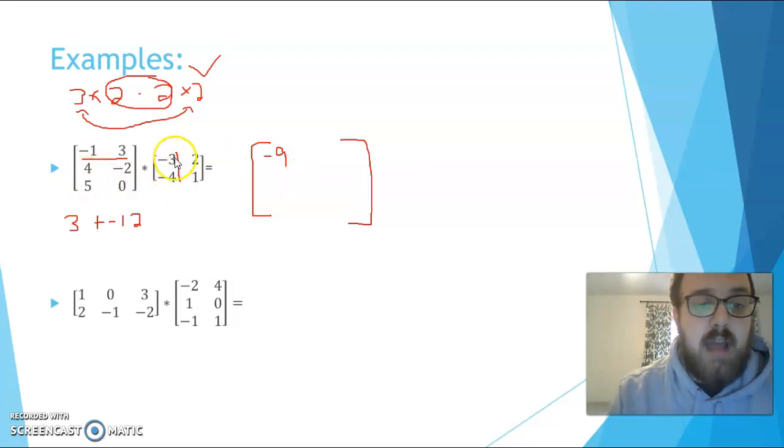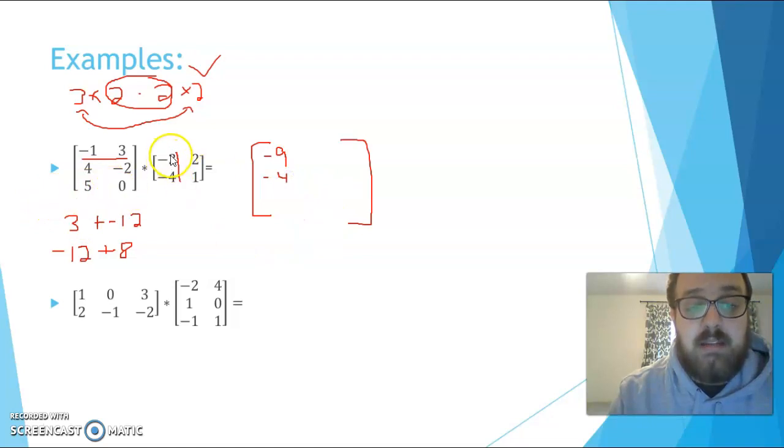Row 2 times column 1 would be element 2, 1 right here. 4 times negative 3 is negative 12. Negative 2 times negative 4 is 8. And I would add these together and I would get negative 4.